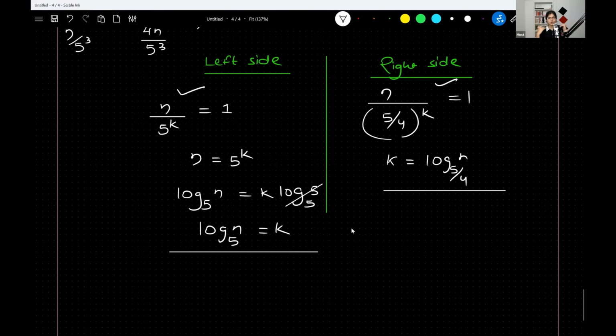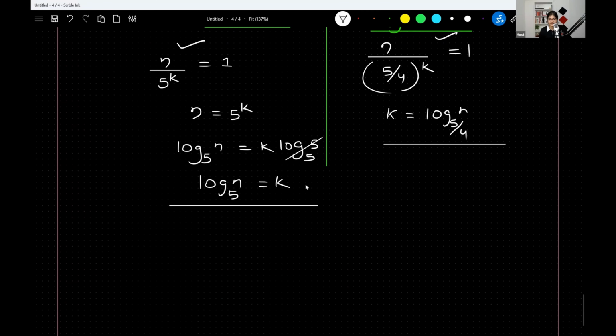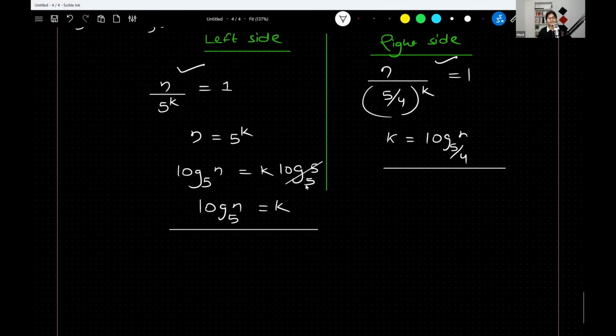Higher the base, lower the value. Which base is higher? The left side base is higher. It means the left side value is lower. Right? The right side is bigger.